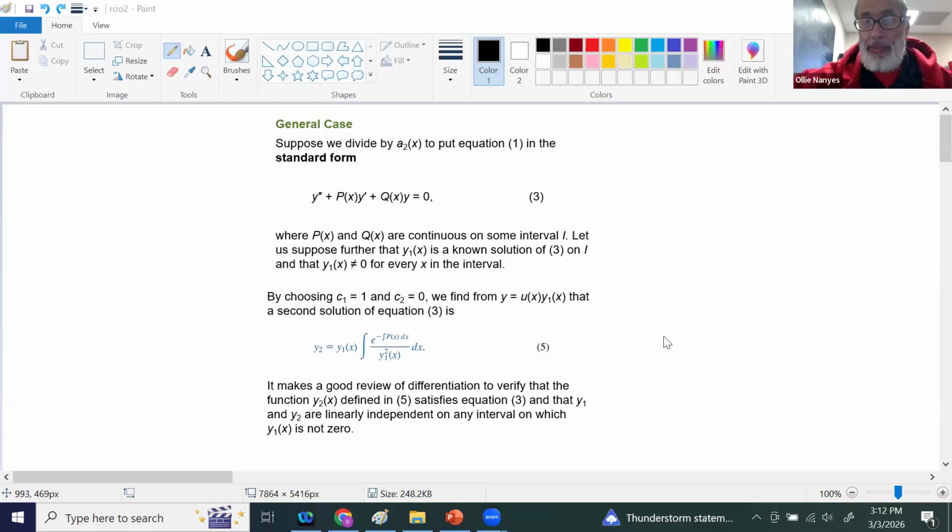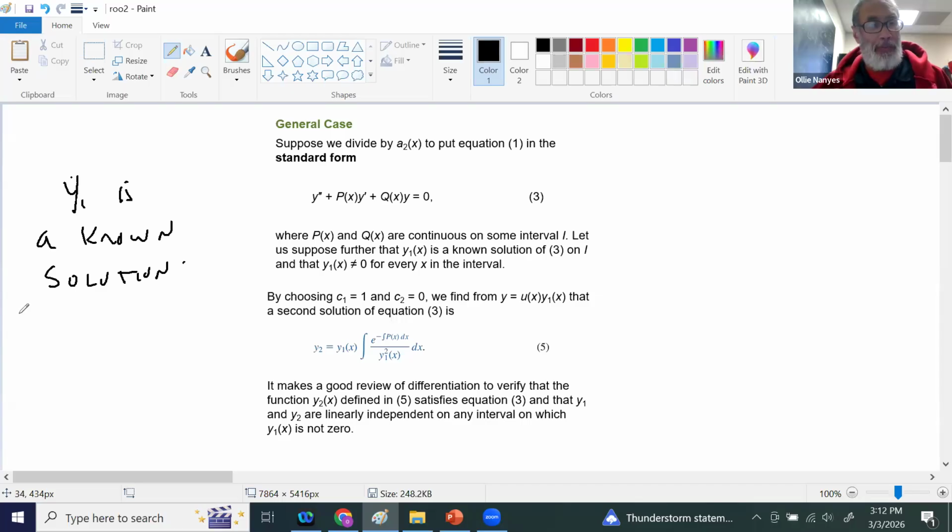Okay, so this is what the goal is. The goal is, if you have a differential equation of this form, we're going to use second order, where P and Q are continuous functions, and it's a homogeneous linear differential equation. And suppose we're given that y1 is a known solution.